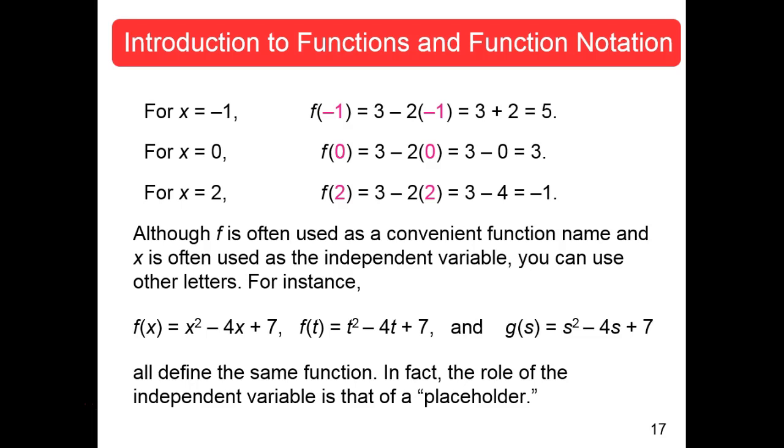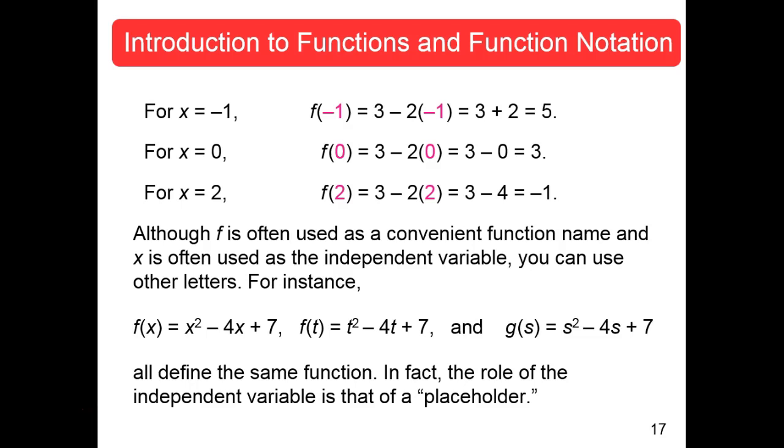Okay? Now here's another function, f of t. And that says take whatever t you put in there, square it, subtract 4 times it, and add 7. That's the same thing as that, isn't it? So guess what? It really turns out that the independent variable is just a dummy. You can put anything in there and it still works just the same. Okay? Or you can name the function g and the variable s, and the g function says take what's here, square it, subtract 4 times it, and add 7 to it. That's the same thing you did before.